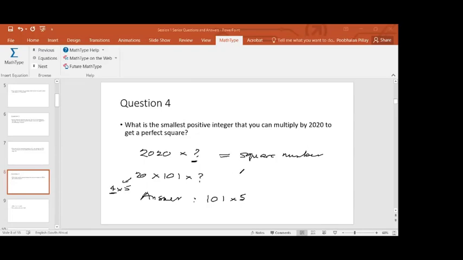All right, so what are we saying? We are saying that 2020 is 4 times 5 times 101. This is already a perfect square. So the smallest number you need to multiply it by, you have to multiply by the 5 to make that a square and multiply by 101 to make that a square. So the smallest number that you're looking for is 505. Okay, that's the answer to that question.